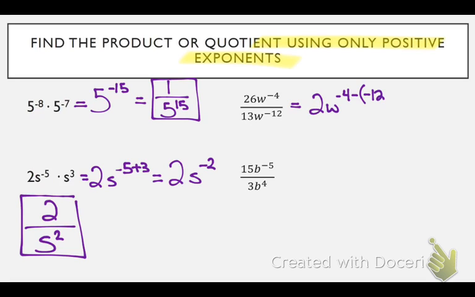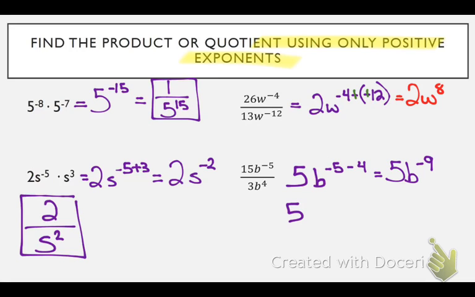Okay, so now let's look at the third one. Did you catch the double negative? Yes. What happens to the double negative? Becomes a positive 2w to the 8th. All right, now 5b to the negative 5 minus 4. What is negative 5 minus 4? Negative 9. Which part goes in my denominator? The b to the negative 1. Only the b. B to the 9th. That's not a 6. It's a b. B to the 9th. 5 over b to the 9th.